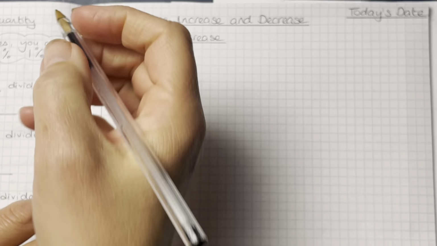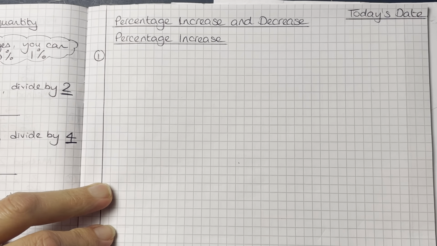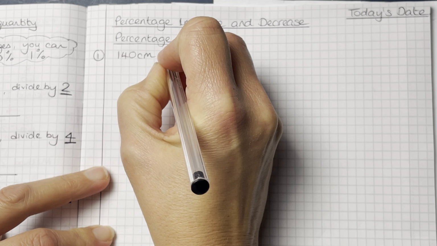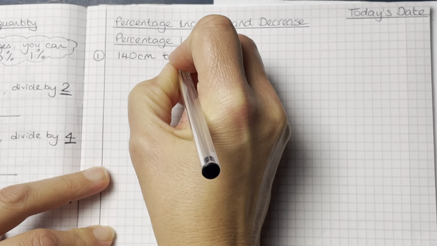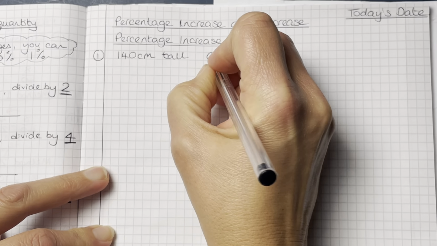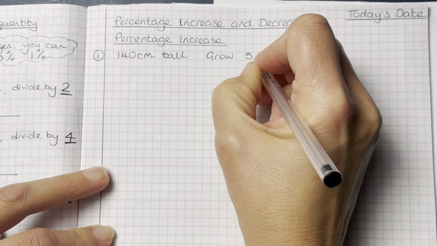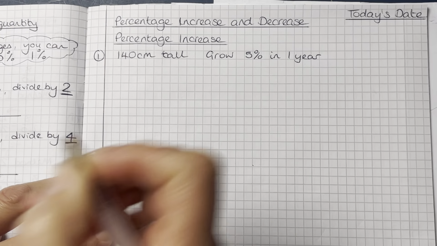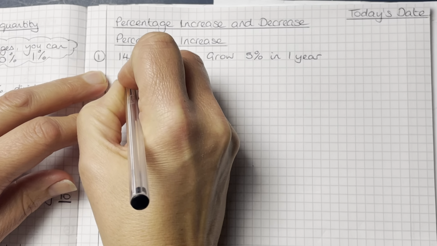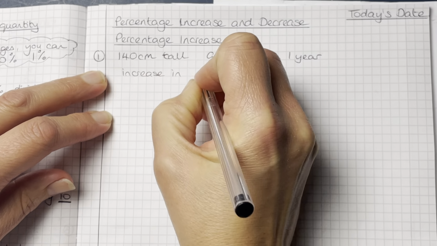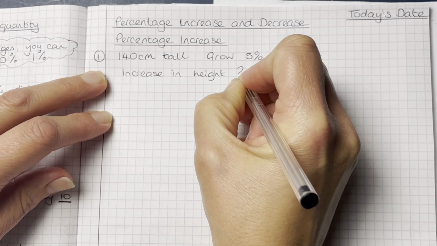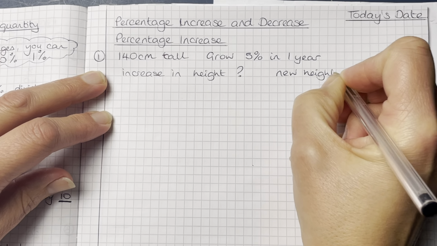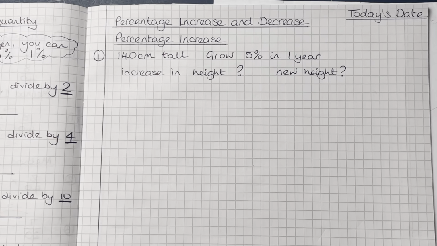So my first question is I'm going to say that James is 140 centimetres tall. He's going to grow by 5% in 1 year. So I want to know what his increase in height is and what is his new height. How tall is he now?